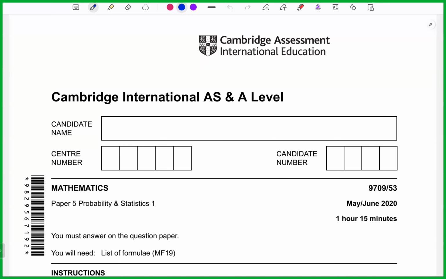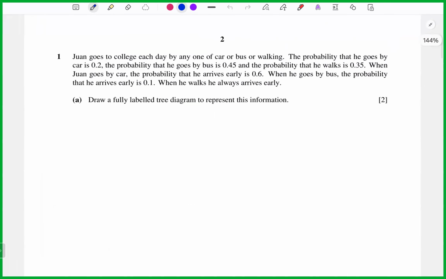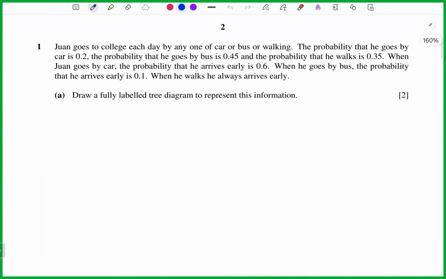Today I want to discuss the Cambridge International AS and A Level Mathematics 9709/53, Paper 5, Probability and Statistics 1, May/June 2020. Alright, so now we try looking at question 1 first. Okay, let's see question 1.